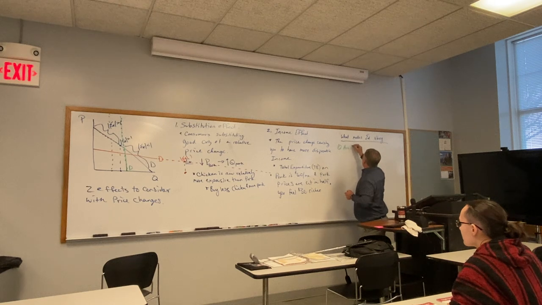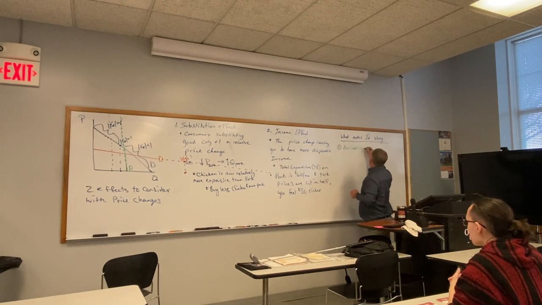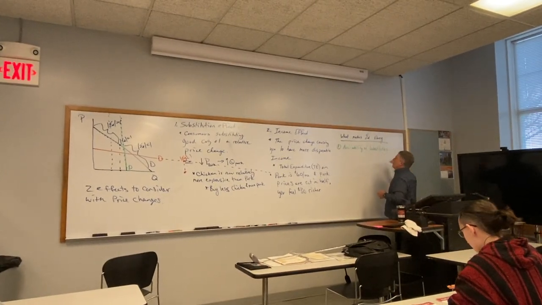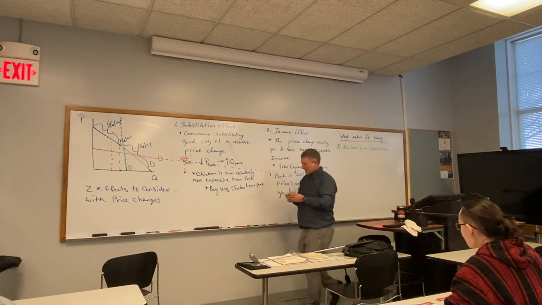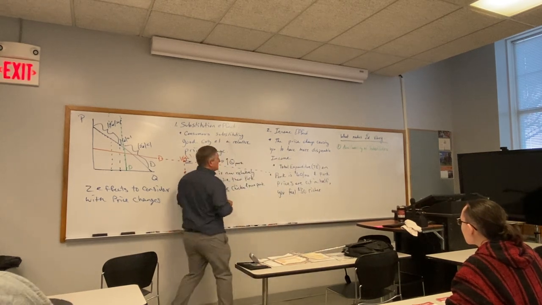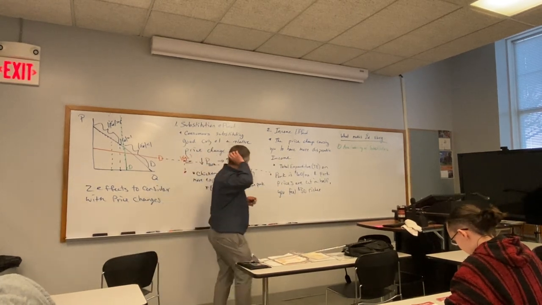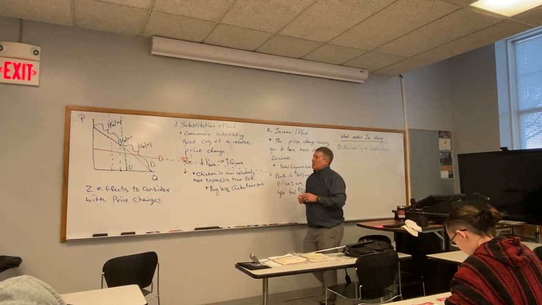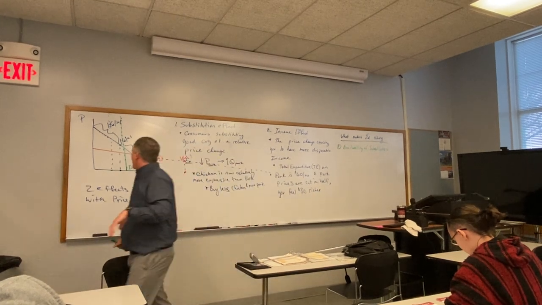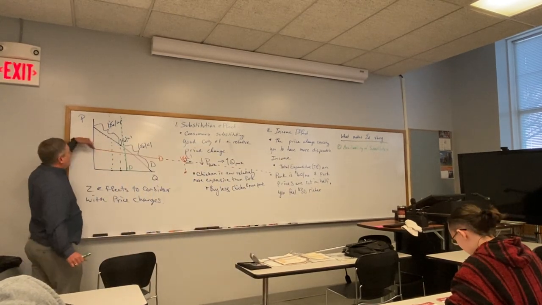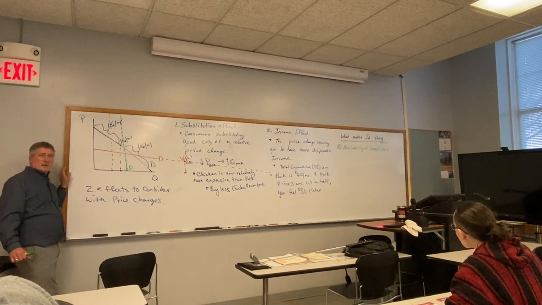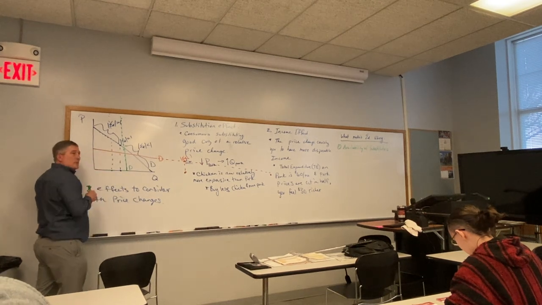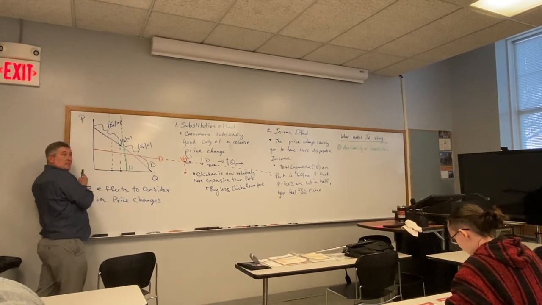is probably the most important one, and this is the availability of substitutes. The availability of substitutes. Which demand curve has more substitutes with it? The orange one or the green one? The orange does, right? So it's more elastic. If you raise the price, people have lots of substitutes to go find, right?